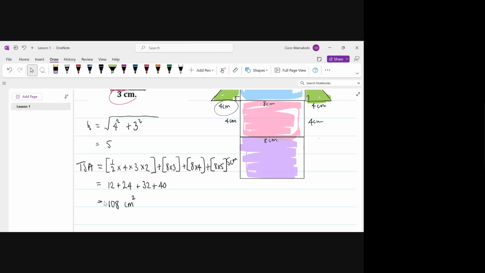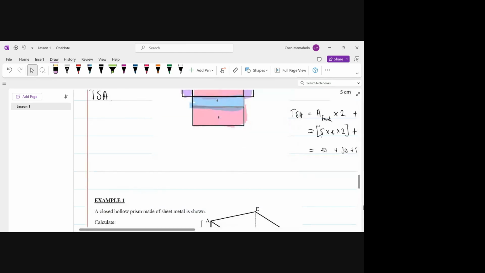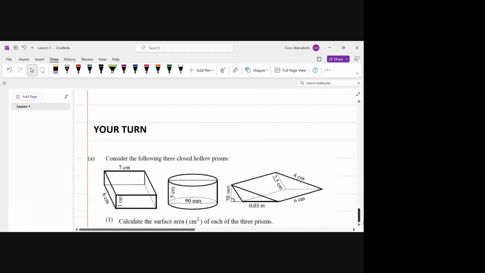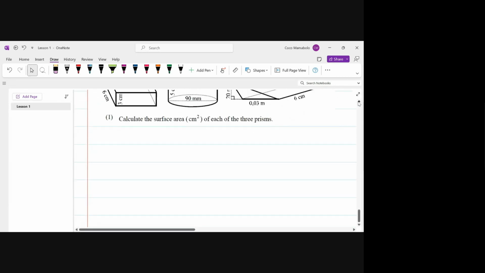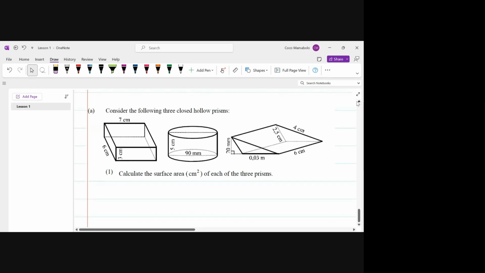Okay. All right. I'm going to give you guys a chance to do a particular question all on your own. I want everybody to calculate the total surface area of this first shape. This shape over here. I'm going to name it number 1. Let's everybody calculate the total surface area of this rectangular prism. Pop your answers in the chat when you're ready.